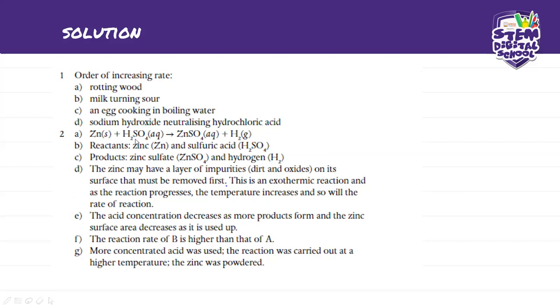Okay. So they wanted to know on number B, what is our reactants? Our reactants in this case is our zinc and H2SO4, which is our sulfuric acid. So these form part of our reactants. And then on number C, it says the product. The product is going to be our zinc sulfate and our hydrogen gas. So this is our balanced chemical equation.